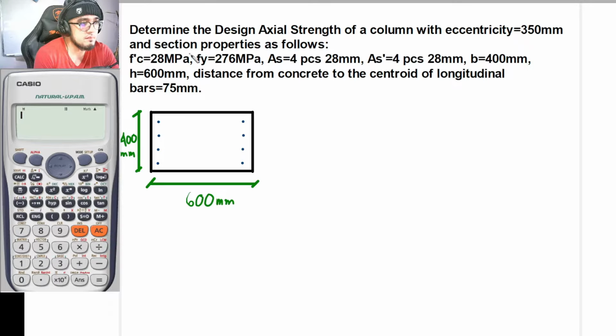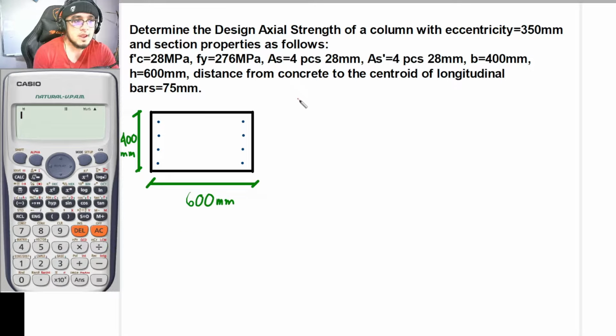So we have here your f'c, 28 megapascal. We have here your yield stress of 276 megapascal, our As and our As' both 4 pieces 28 mm diameter rebars. b is equal to 400 mm, h is equal to 600 mm, and the distance from the concrete to the centroid of the longitudinal bars is equal to 75 mm. So basically, this is what it would look like.